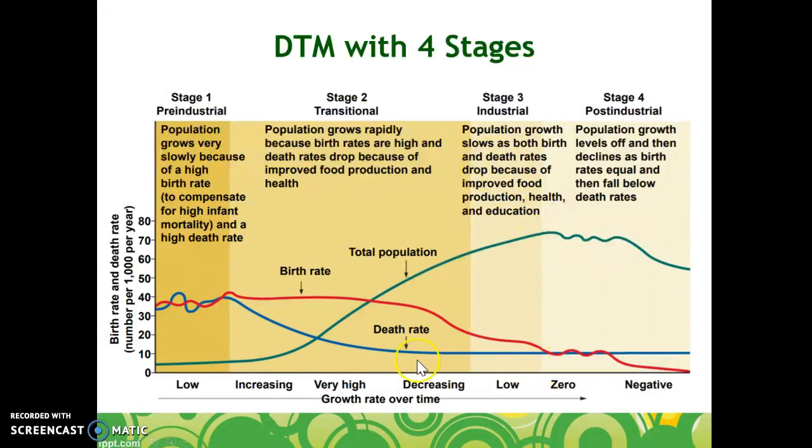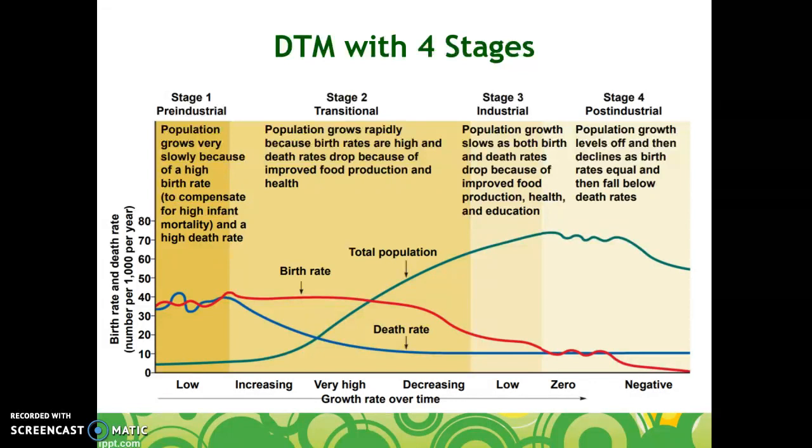During the industrial stage, population growth slows a little bit because both birth and death rates start to drop. Again, they're used to this idea that babies are actually surviving, so people aren't having as many children because they're not worried that they're all going to die. And now we have improved food production, more health care, better sanitation, education.